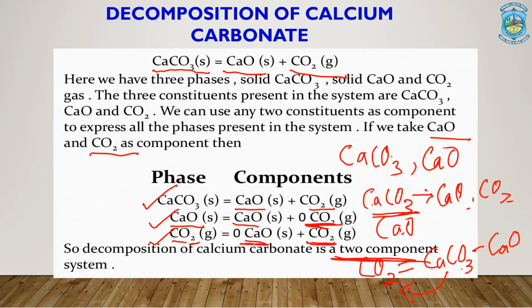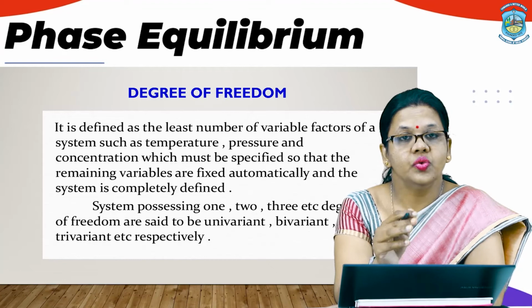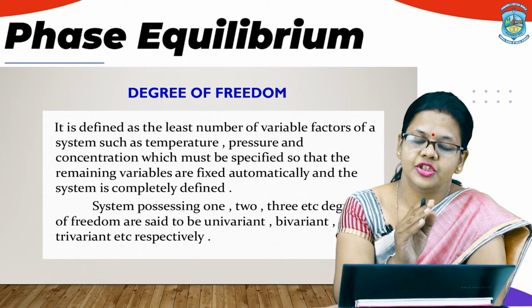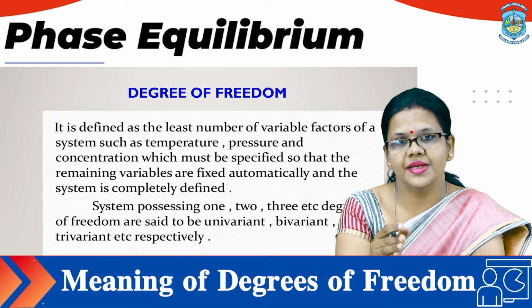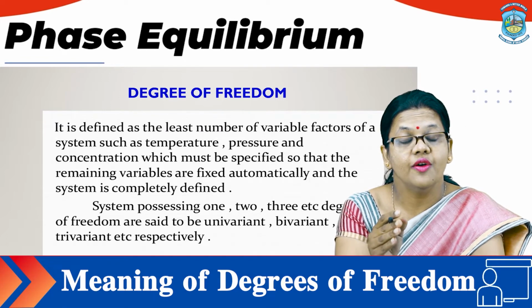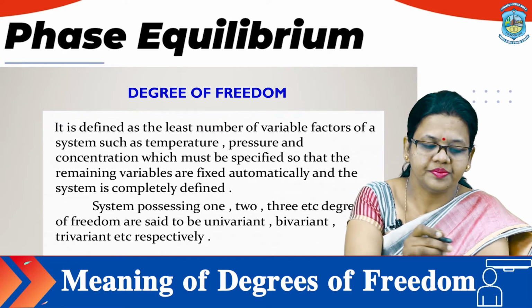That means at least two components must be known so that you can express the composition of the third one. Moving to the third important term. Just now we have discussed what is phase and what is component. Now we will be discussing what is the meaning of degree of freedom.